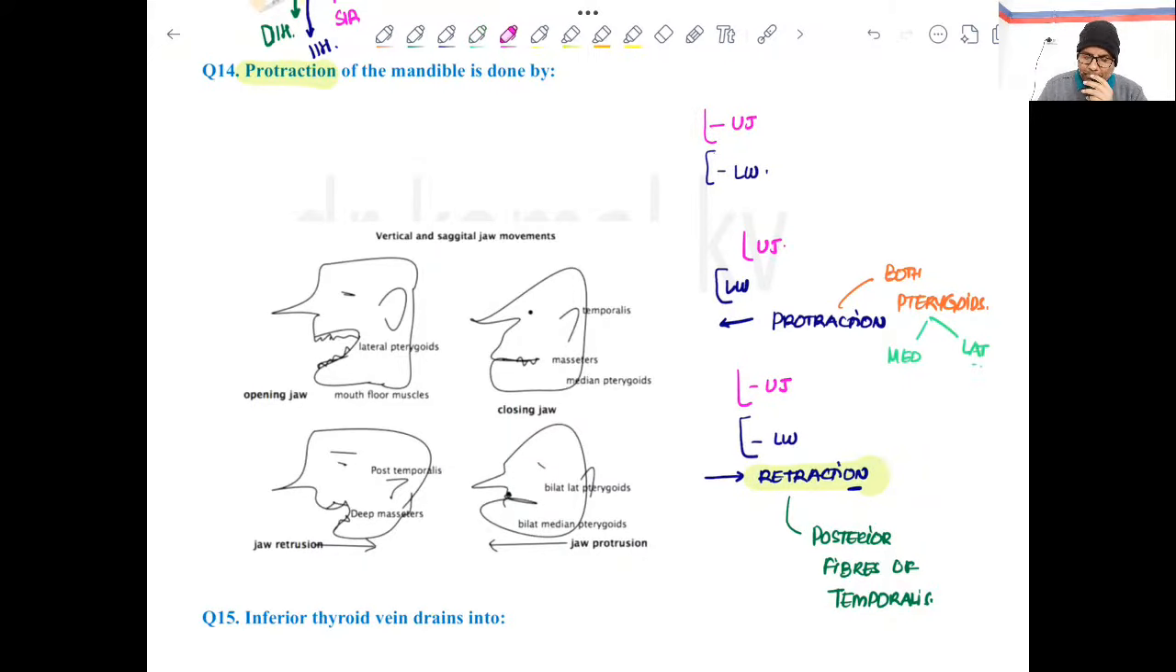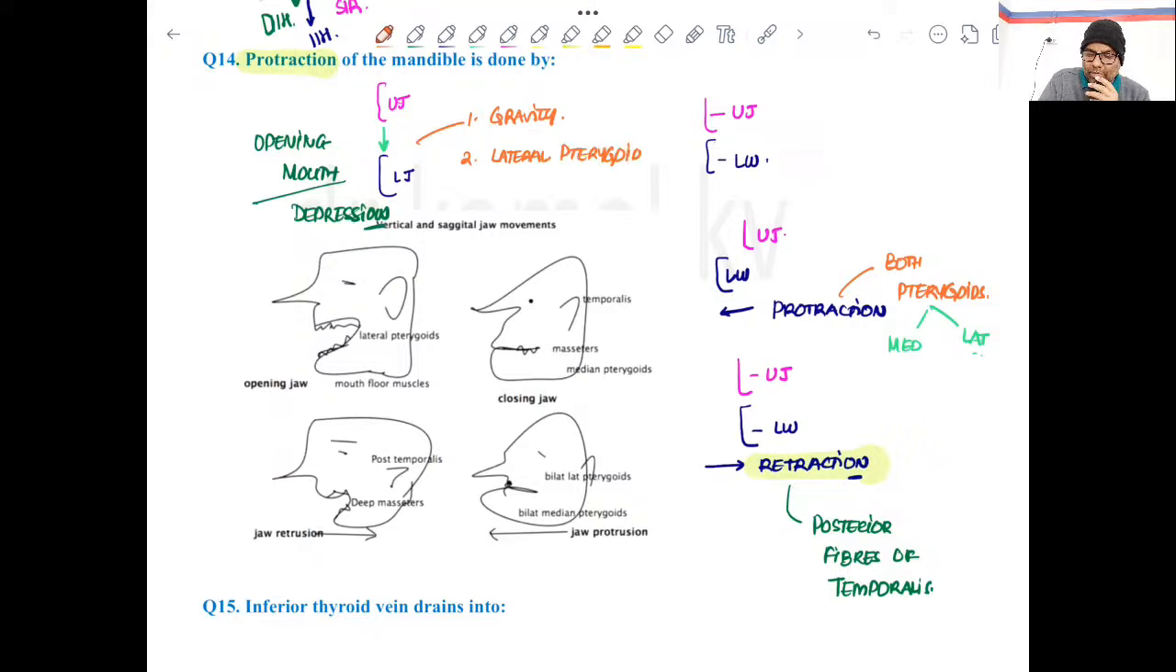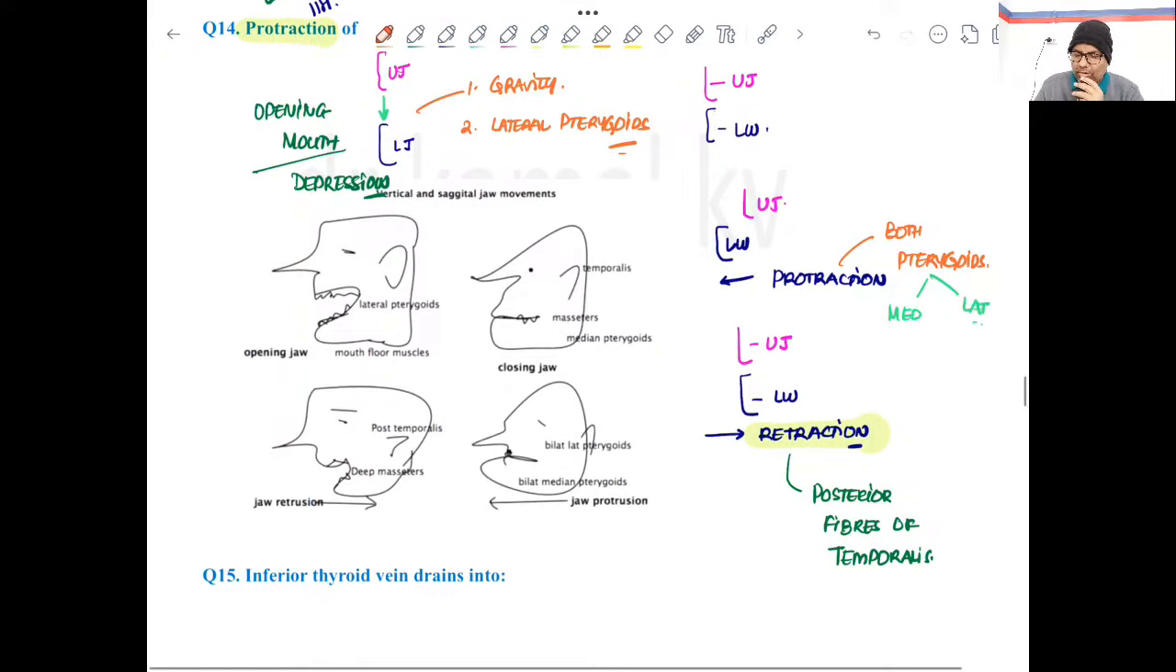Then opening of the mouth is known as depression. Clear? So suppose this is the upper jaw, then depression will be like this, the lower jaw. So you can see it has gone downward and the mouth is open. So this is also known as opening the mouth. And depression is in line with gravity. So one factor is gravity, of course. Clear? And second is lateral pterygoid. So these are a few movements of the temporomandibular joint which you should know and which have been asked frequently.